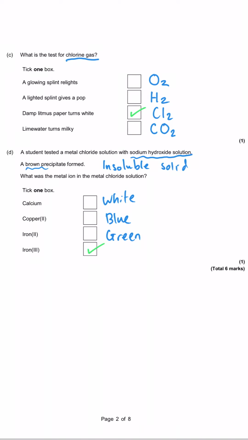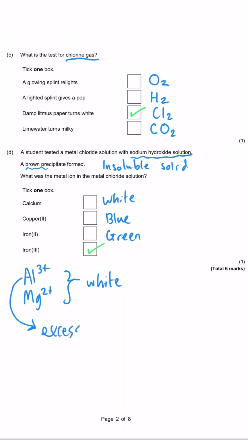And there are two other white precipitates that you need to know, and they are aluminium 3+ and magnesium 2+. And both aluminium and magnesium give a white precipitate as well, but then the subtlety about the aluminium is if you use an excess of sodium hydroxide, then the aluminium precipitate will dissolve in the presence of excess sodium hydroxide. So that's how you can differentiate between calcium, magnesium and aluminium. You can pick out the aluminium like so.